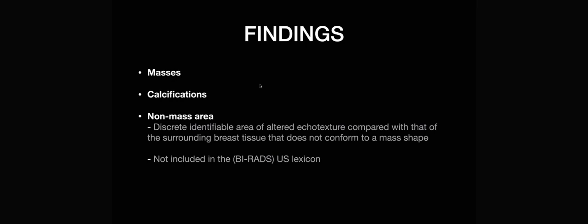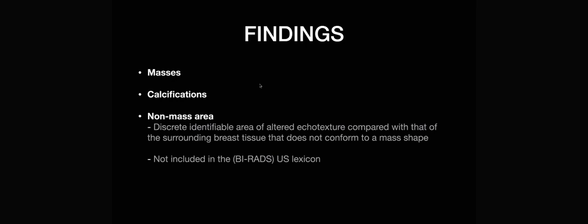Now we go to the findings. The main findings on ultrasound, according to the BI-RADS lexicon, are masses or calcifications, and then there are associated features. There is another finding called non-mass area. This is not included in the BI-RADS lexicon.